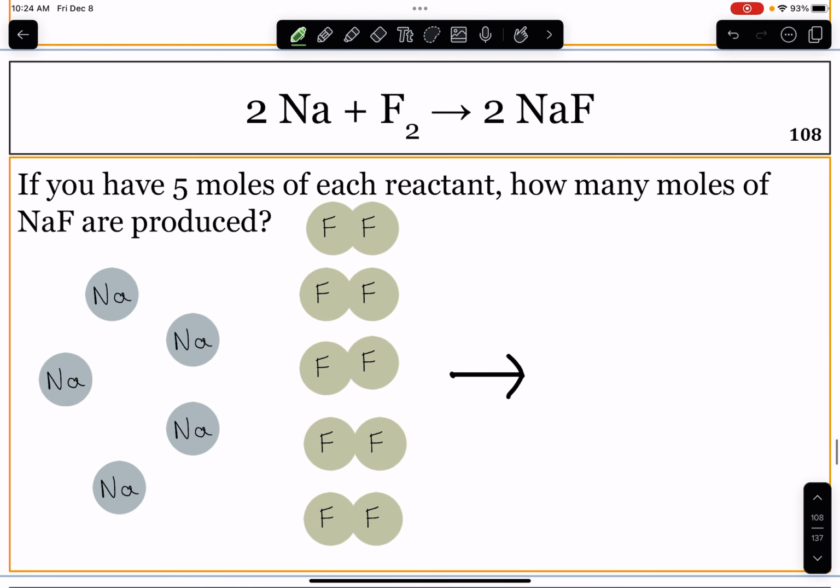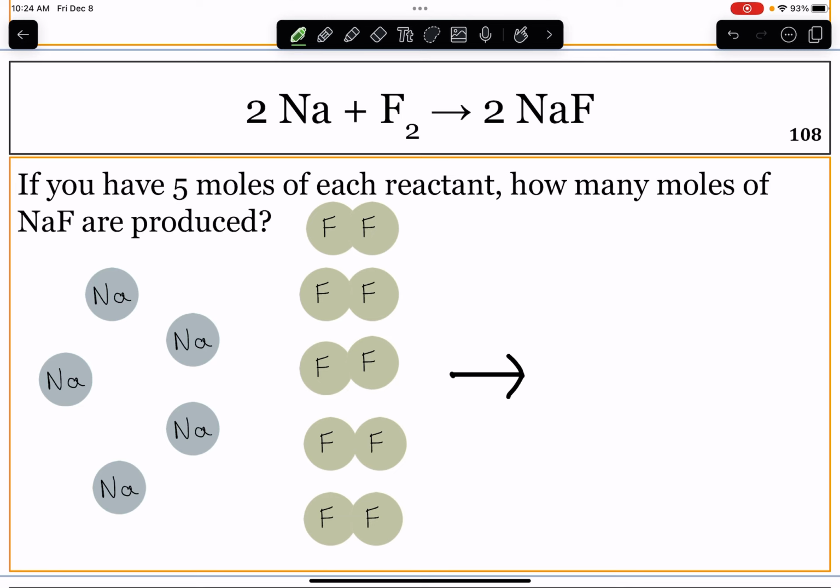So here's another example. We have 2 moles of Na reacting with 1 mole of diatomic fluorine, and that turns into 2 NaF. This is just the balanced chemical reaction. The problem tells us if you have 5 moles of each reactant, how many moles of the product NaF are produced? So we have 5 moles of Na. Each particle here, or circle, is representing 1 mole of the substance. And then we also have 5 moles of diatomic fluorine.